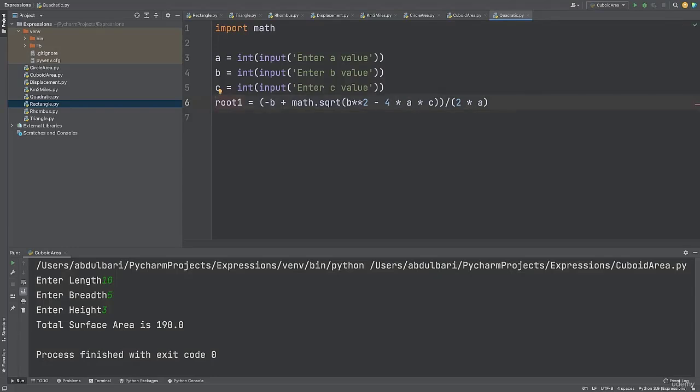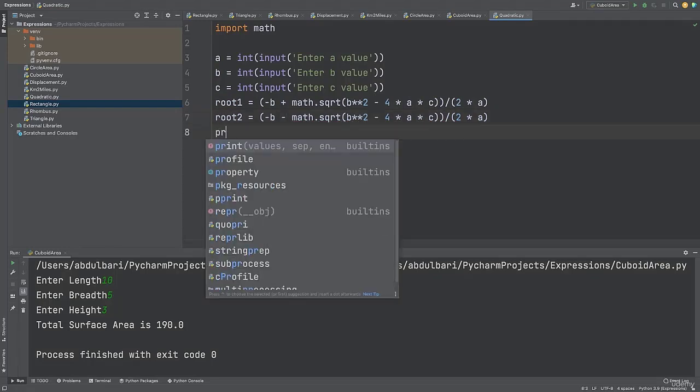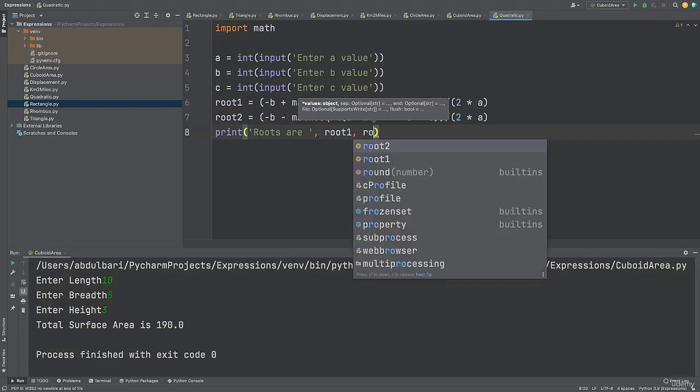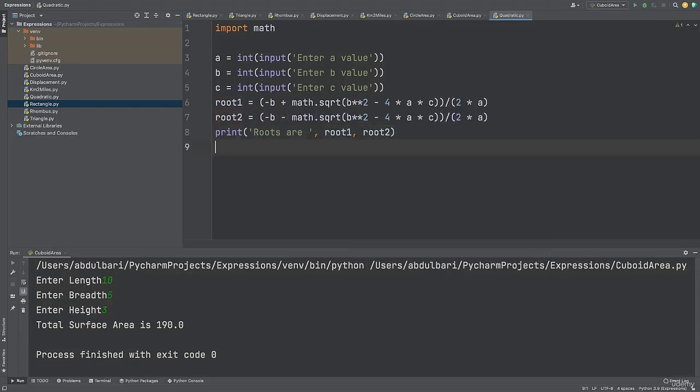Okay. Now I will find out root 2 also. So it's the same thing. I will copy and paste the code. So this is root 2. The only difference is here I should write minus. So minus b minus. Now let us print. Print roots are. So the first root is root 1, then the second root is root 2. So I'm printing 2 roots.